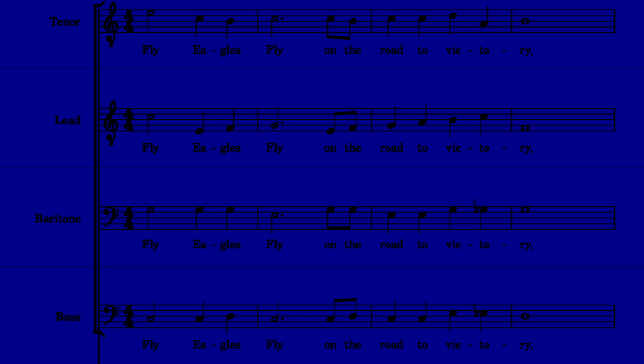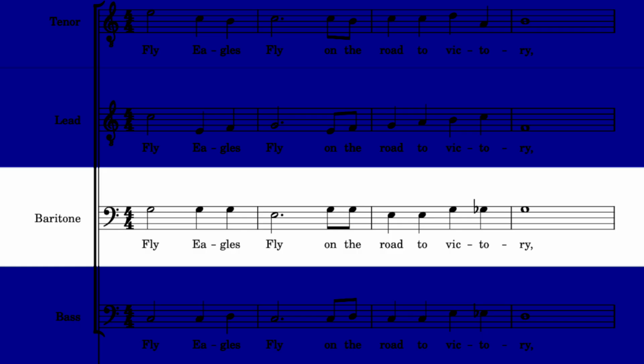Victory. You just heard the baritone. Another thing to say about the baritone, it's pretty much in the same range as the lead, but it just doesn't sound like the melody because the notes are all different. What is this voice part?